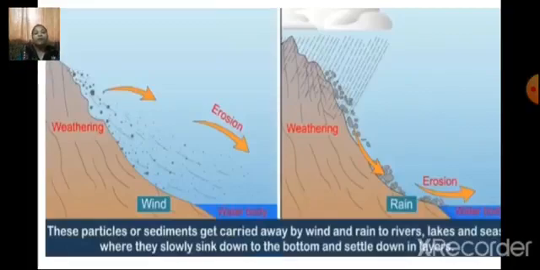So, wind and rain carry these sediments or small fragments to lakes, rivers, seas and oceans, where they slowly sink down to the bottom and settle down in layers. They form layers of the sediment there. As the layers of the sediment build up year over year, what happens? The layer below gets crushed under the layers above, and over millions of years they are turned into sedimentary rocks.